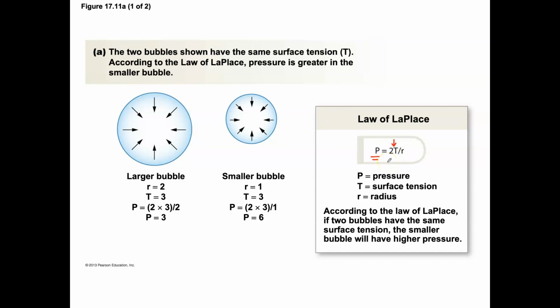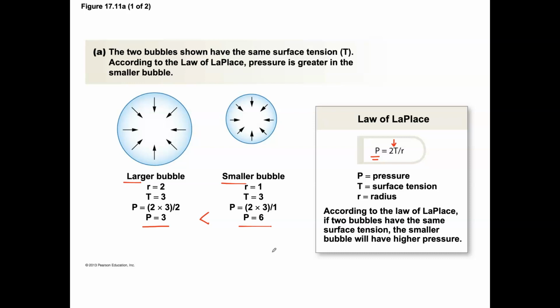And if we were to apply the law of Laplace to two bubbles, here we have a large bubble and a smaller bubble. Here we have a radius of 2 for the larger bubble, and here we have a radius of 1 for the smaller bubble. We have equal surface tension within the two bubbles, and so if we were to calculate the overall pressure within each bubble, we would see that the pressure within the larger bubble is less than the pressure in the small bubble. So inside two bubbles of different sizes, the smaller bubble will have more pressure within it.